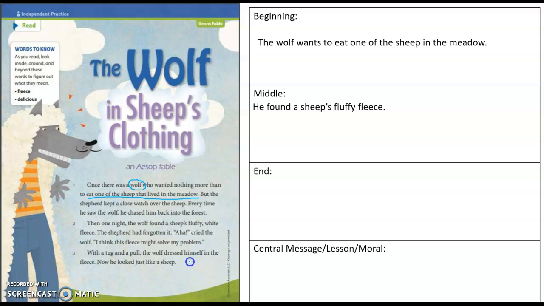With a tug and a pull, the wolf dressed himself in the fleece. Now he looked just like a sheep.